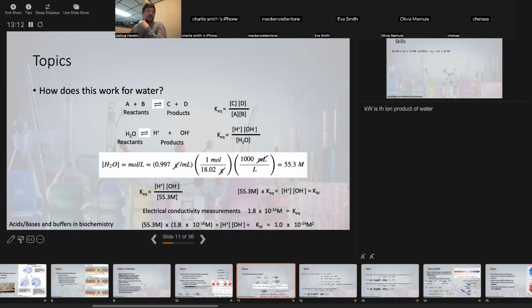How about this one? Does anyone know what pH plus pOH always has to equal? 14. Yeah, so that 14 actually originates from this calculation here, the derivation of Kw equaling 1 times 10 to the negative 14th.